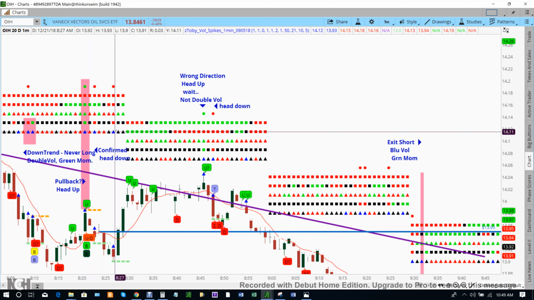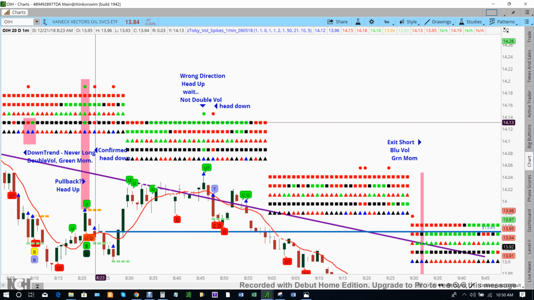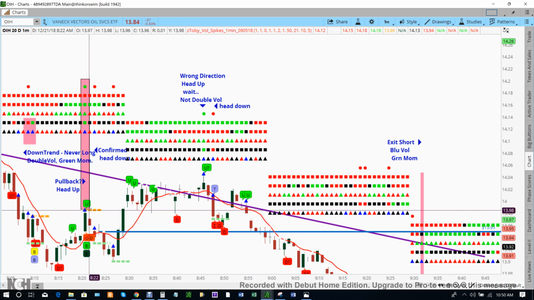The next blue triangle is, sorry, the next one's right here. Blue triangle and red momentum. So that's trying to say it's time to enter. So this was the peak, and it pulled back down, and that green. So I entered here.